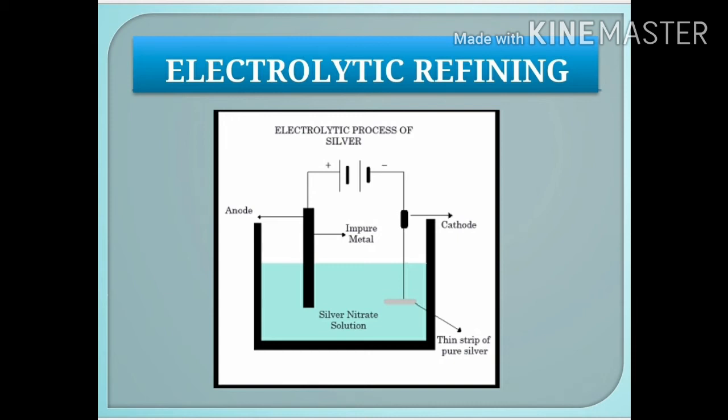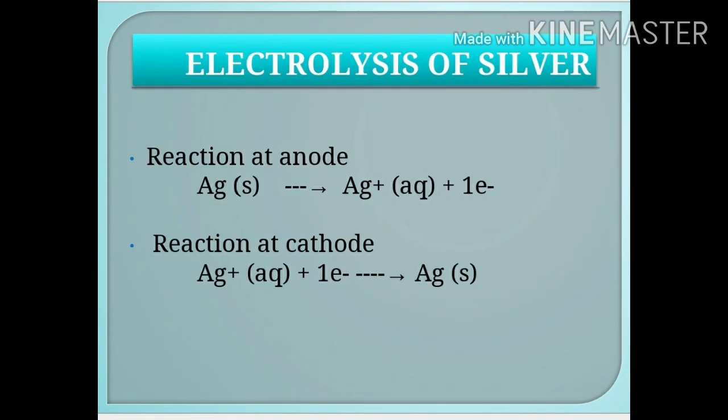Next is how the electrolytic refining of silver occurs. As I said, the impure silver metal is taken as the anode and the pure silver metal is taken as the cathode. It is connected with a battery or any power source. The silver nitrate solution with nitric acid is taken as the electrolytic solution. Once the electrolysis starts, the pure metal can be settled.